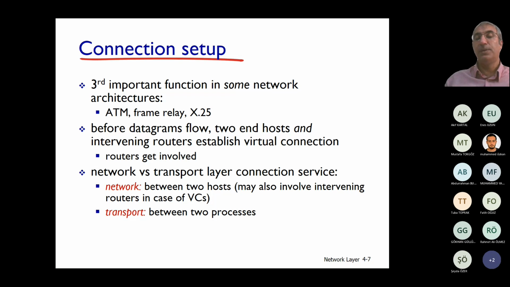So let's compare the network versus the transport layer connection service. In the network layer, the connection is between two hosts. On the other hand, the connection between two processes is done in the transport layer. So at the transport layer, we have logical communication between processes, whereas we have logical communication between two hosts at the network layer.